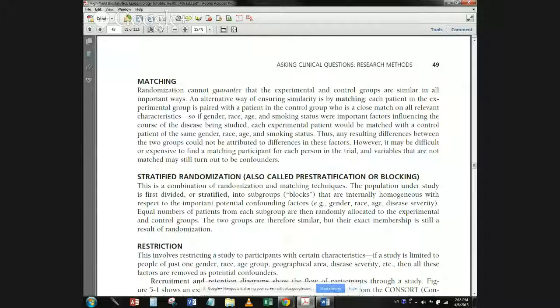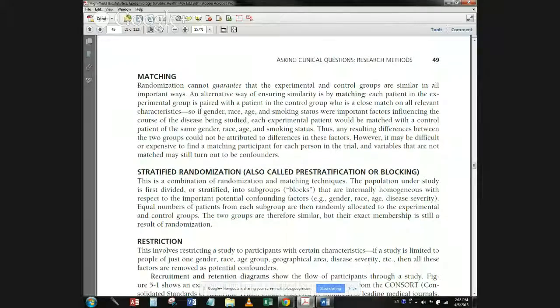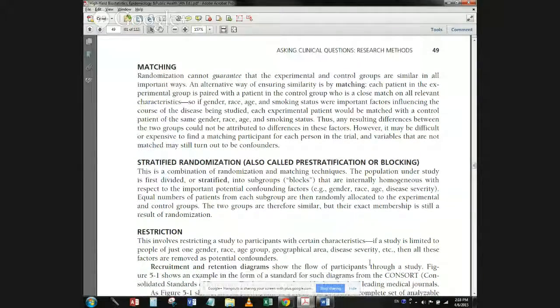Restriction. This involves restricting a study to participants with certain characteristics. If a study is limited to people of just one gender, race, age group, geographical area, and disease severity, etc., then all these factors are removed as potential confounders.